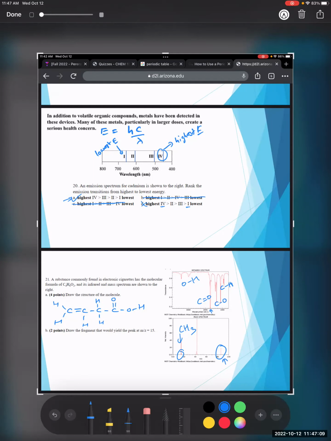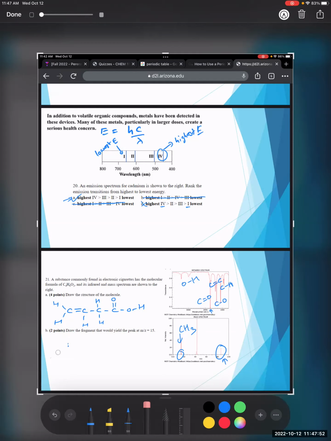And then the OH is there. Therefore we have a C double bond C as well, if this is the case. So assuming that we have the OH bond, C double bond C, CH bond, C double bond O, and C-O bonds, and this molar mass, I think this structure would do it. And then draw the fragment that will yield the peak at 15. Usually the peak at 15 is for a methyl group. That tells us that there's something wrong with the structure, so let's draw another one with a methyl group.